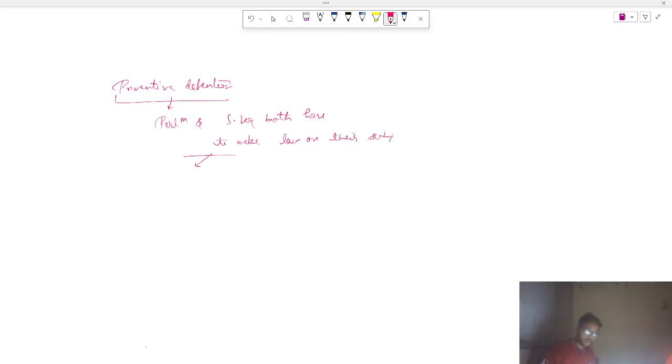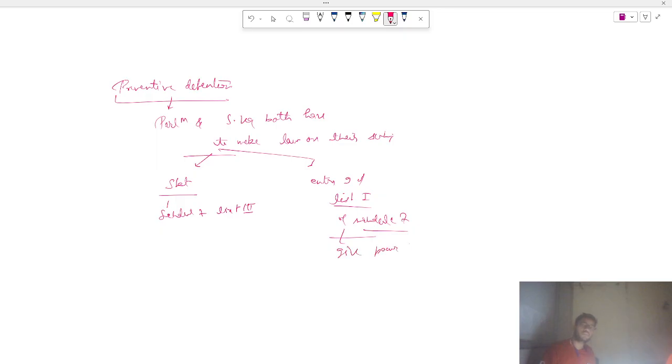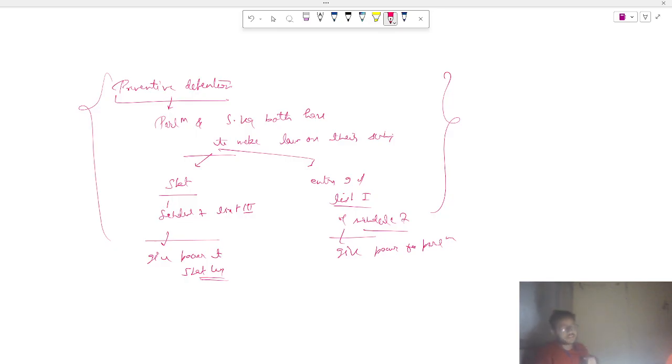And the state has power as mentioned in Schedule 7, List 3, and Entry 9 of List 1 of Schedule 7 gives power to the Parliament. So both can make a law regarding preventive detention. Parliament has power, and the state legislature also has power. The state legislature can make law on the subjects mentioned in List 3 of Schedule 7, and the Union has power to make law under Entry number 9 in List 1 of Schedule 7 of the Constitution of India.